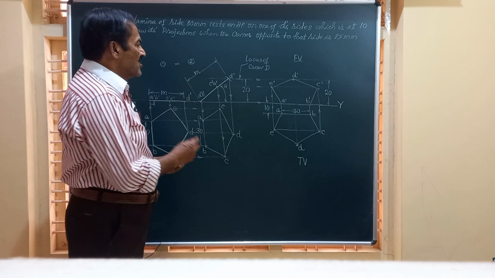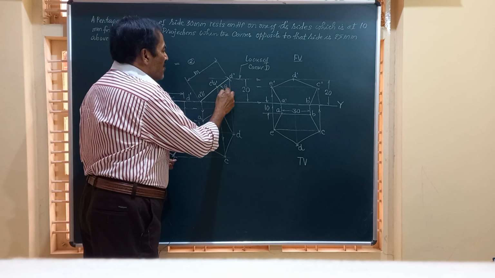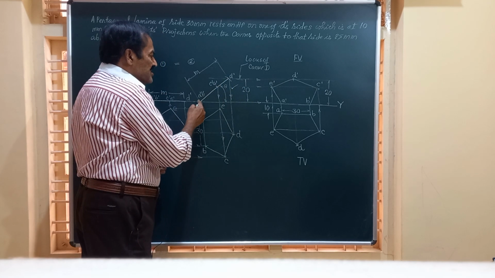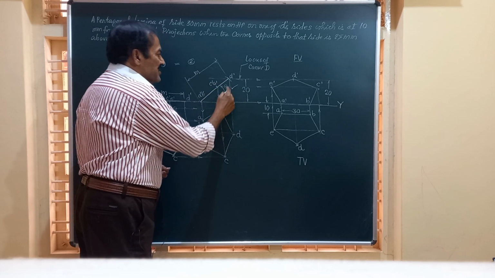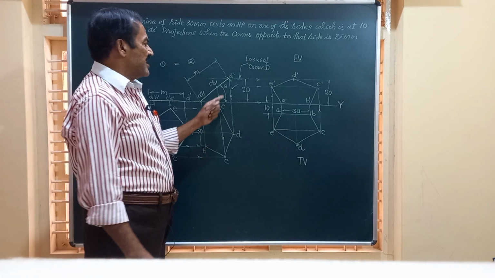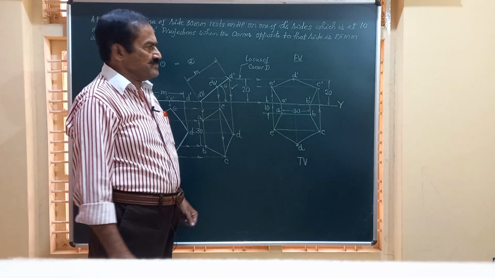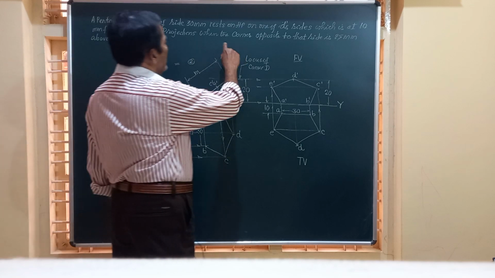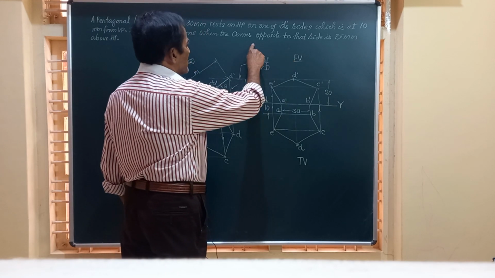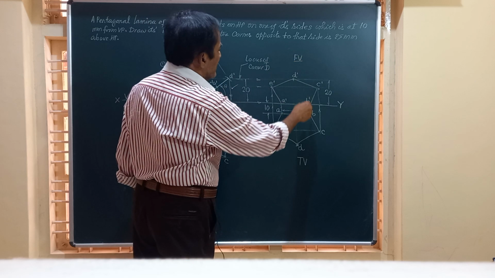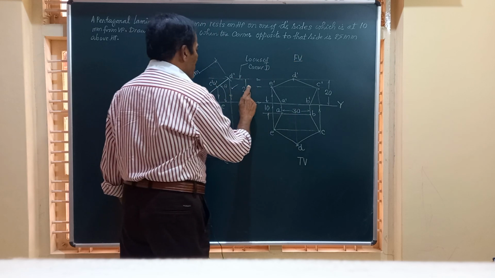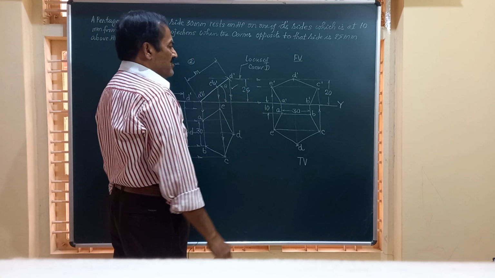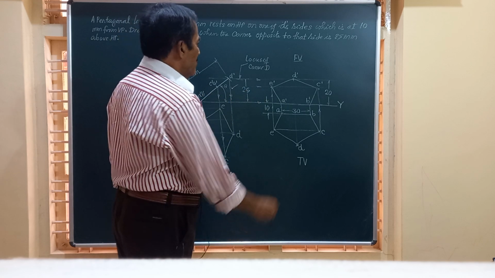And friends, now you can easily measure what is theta. Theta means the angle made by the surface with the HP, that can be measured, and I call this theta. Now friends, finally, the question says draw its projections when the corner opposite to that side is 25 mm above HP. It is not 20, it is 25.